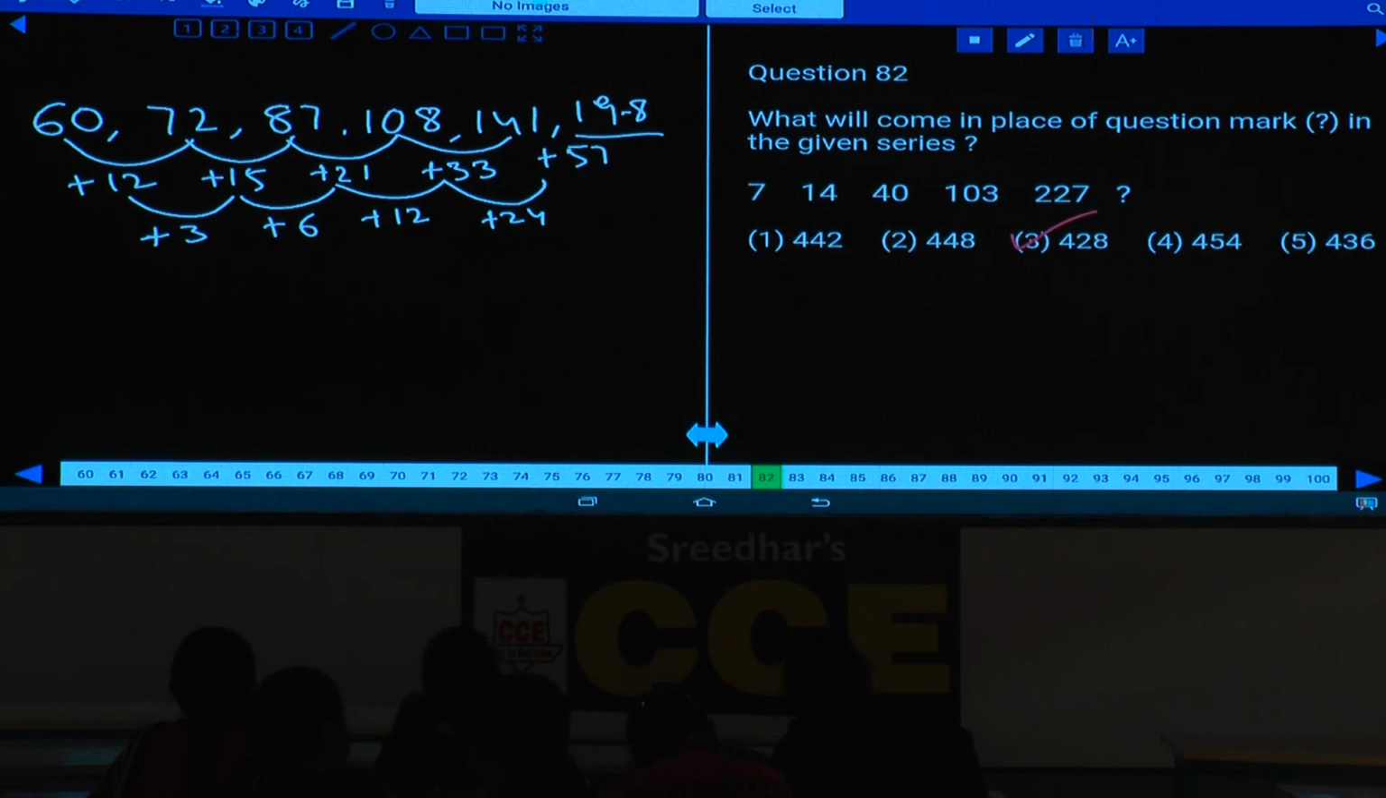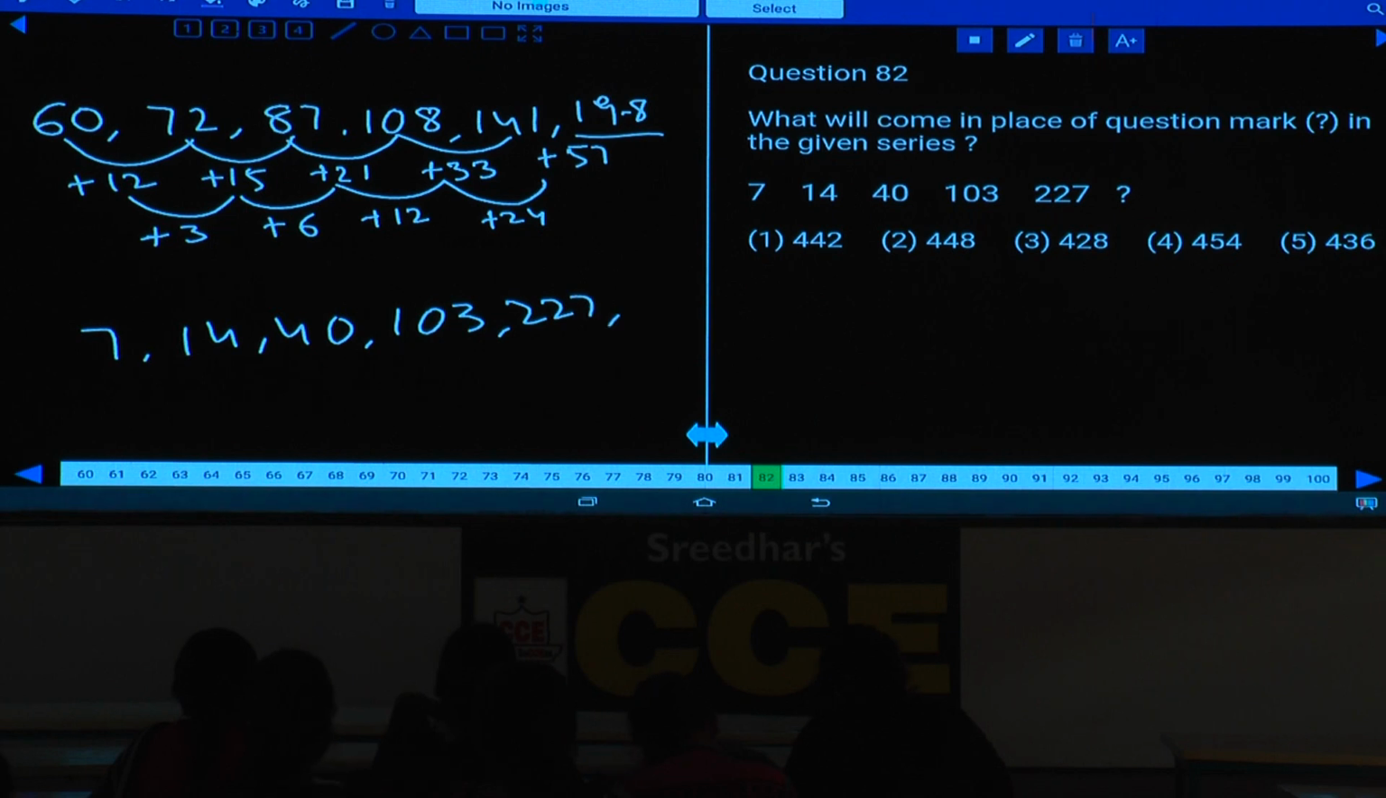Then question number 82. Now in this question, tell me what is the pattern here? 7, 14, 40, 103 and 227, then what should be the next? Now what is the difference here? 7. The next difference between 14 and 40 is 26. And 40 and 103, the difference is 63. And 63 and 227, tell me what is the difference here? 124.